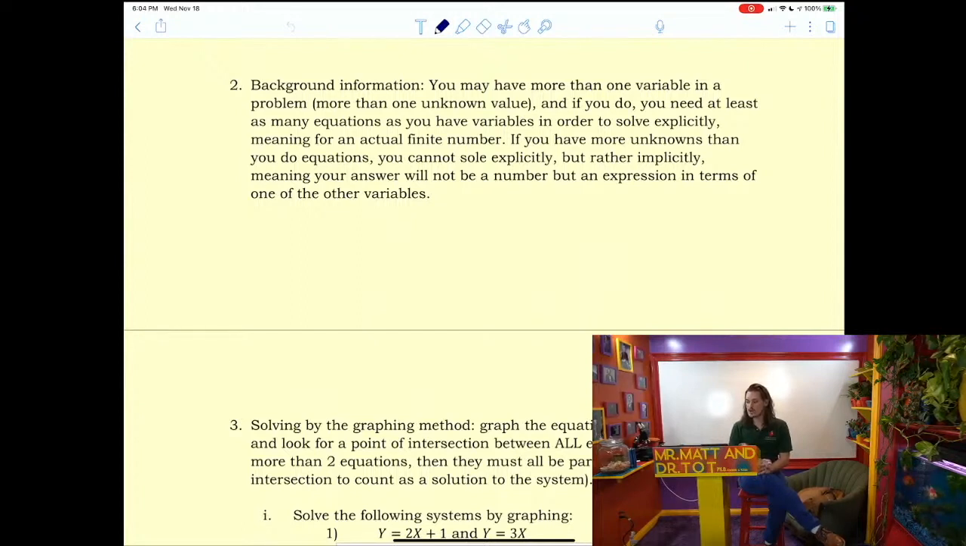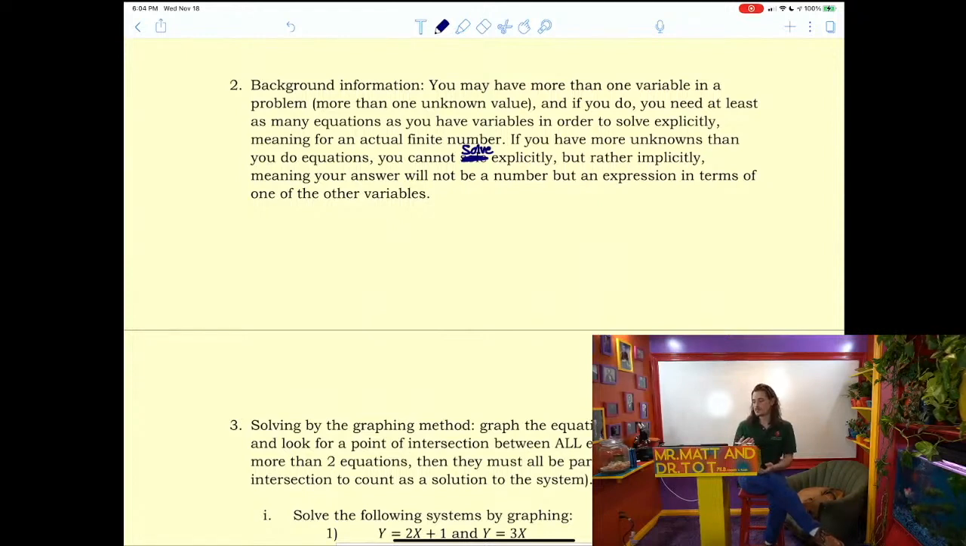If you have more unknowns than you do equations, you cannot solve explicitly, but rather implicitly, meaning your answer will not be a number, but an expression in terms of one or more of the other variables. We're going to get more into that later, so don't worry about the latter end of that, but I want to make sure you understand that the idea of the system relies on the fact that you have at least as many statements as you have unknowns in order for it to be calculable.